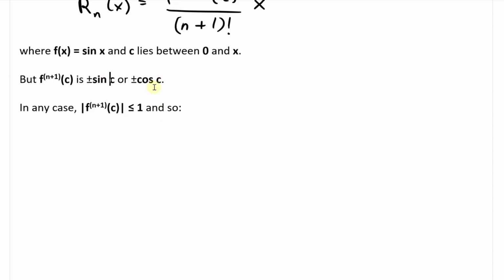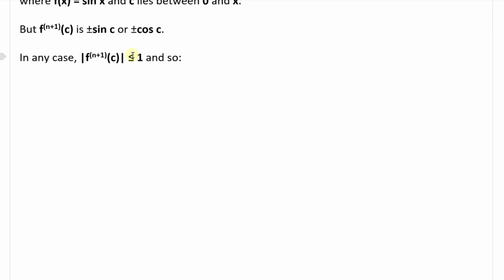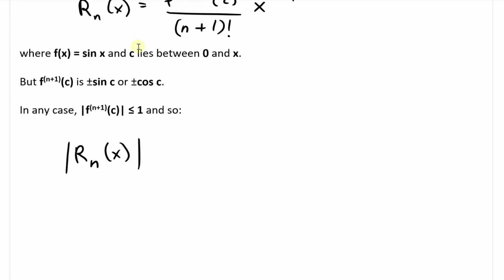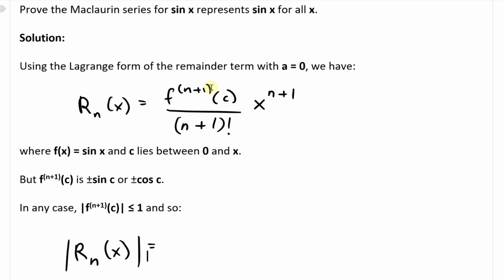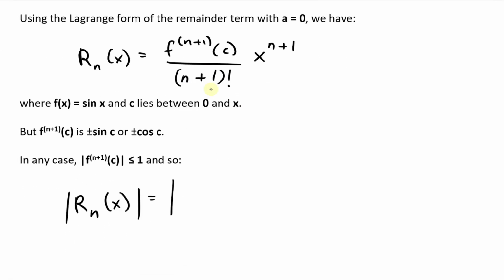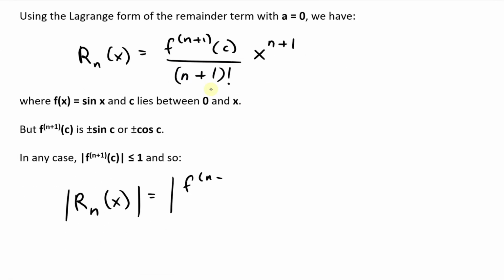Those are always going to be between 1 and negative 1, so the absolute value is going to be less than or equal to 1. In other words, the absolute value of this remainder, the absolute value of R sub n of x, is going to equal, we just put the absolute value inside the whole thing, so it's going to be the absolute value of f^(n+1) of c.